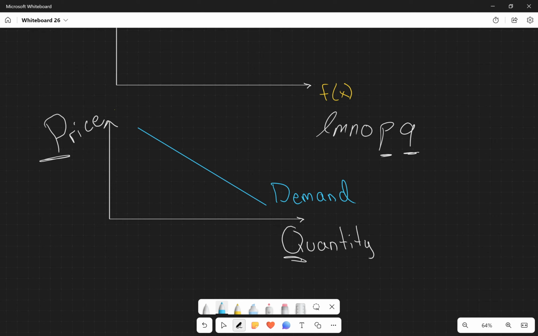Demand curves also have a nice mnemonic in that demand and downward start with the same letter, right? D. D for downward, D for demand. So demand slopes downwards. Now let's talk about this, right?